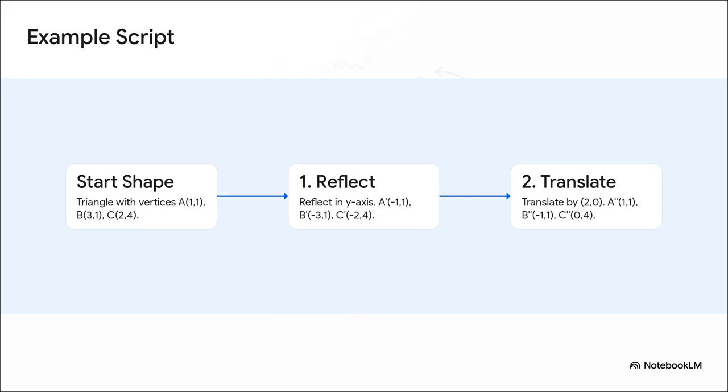Okay, now for step 2. We take that new triangle and we translate it by (2, 0). The rule for that is to just add 2 to every single x-coordinate, and that gives us our final shape. See? 2 simple moves created one totally new result.